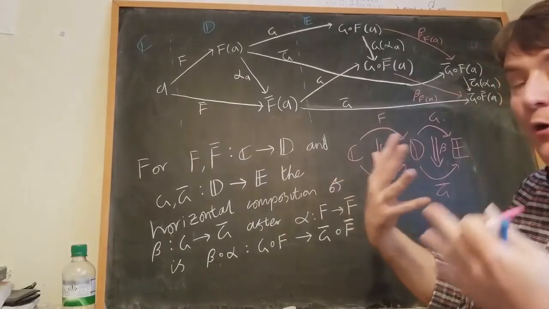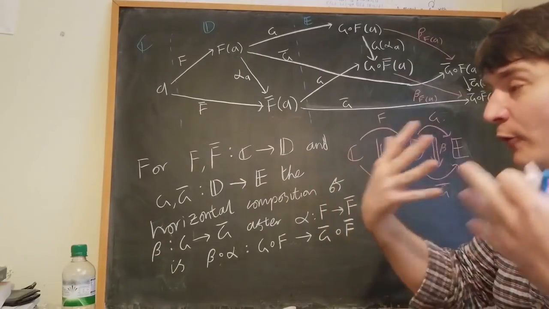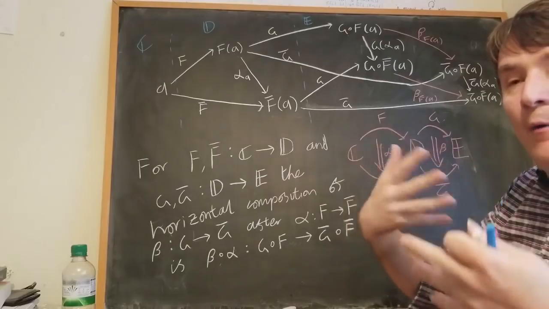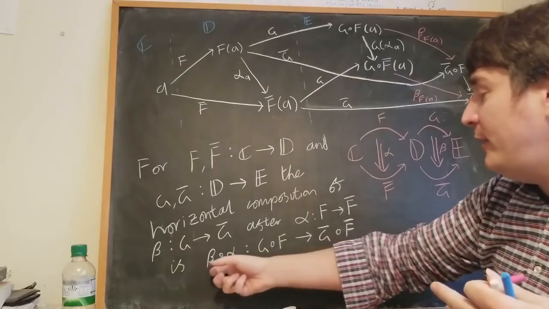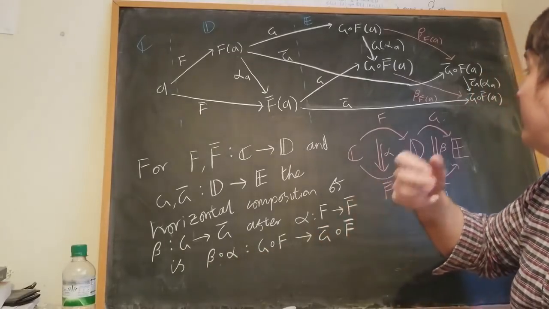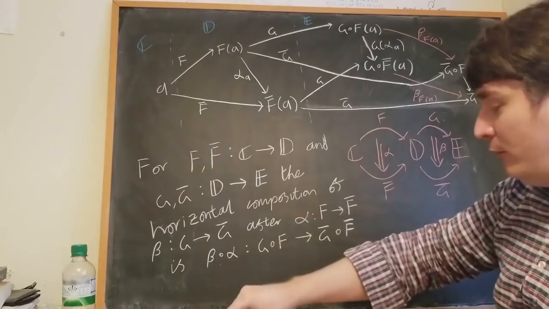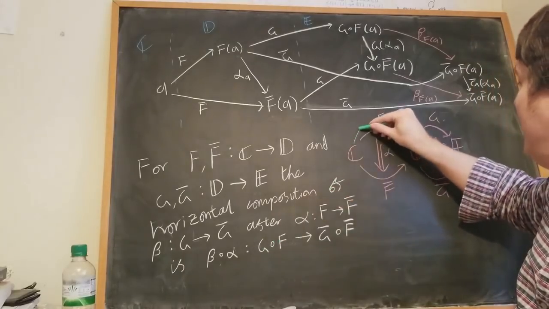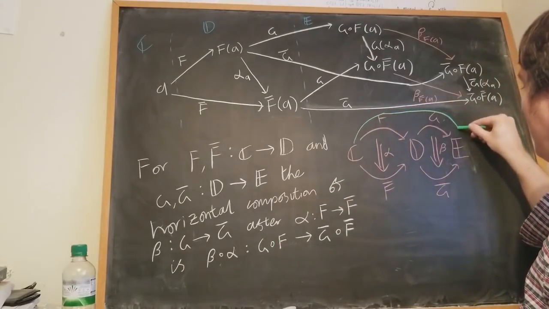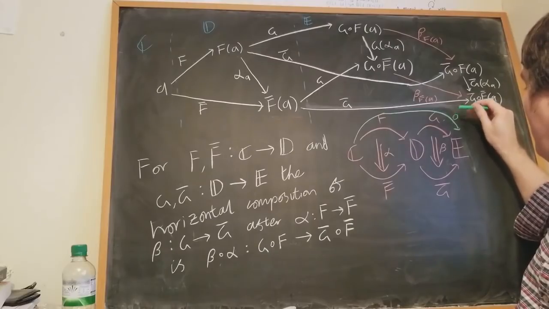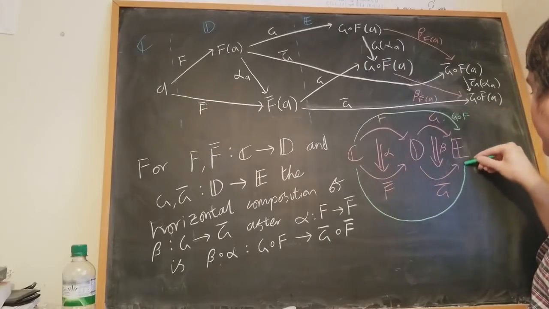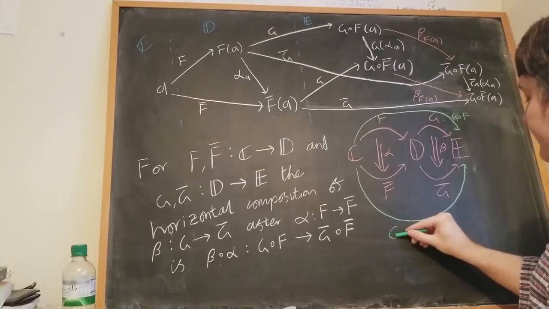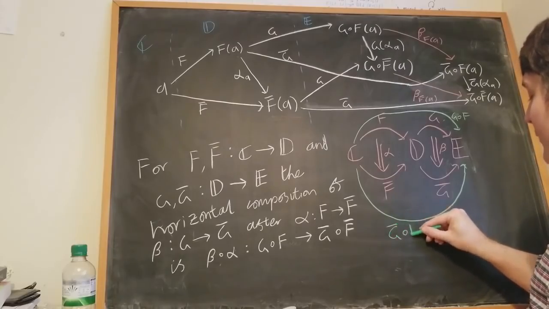Okay, so we've done all of this. Now, what are the components of our natural transformation we're looking for? This horizontal composition thing. Well, remember that we wanted something which went from G after F to G bar after F bar.